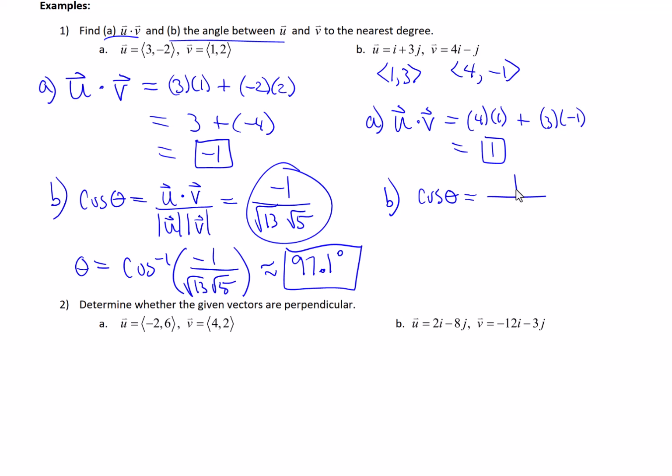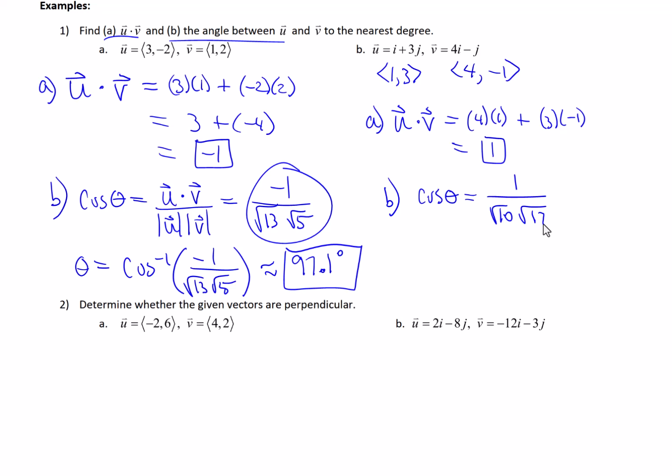So for this one, in the same way, that would give us the square root of 10 as the magnitude for vector u. That would be 1 squared plus 3 squared inside a square root, 1 plus 9. And then for the magnitude of vector v, again, this one given as components 4 comma negative 1, you'd square each of those and add them up. So 4 squared is 16, negative 1 squared is 1, so we'd have 17 under the square root. So square root of 17.